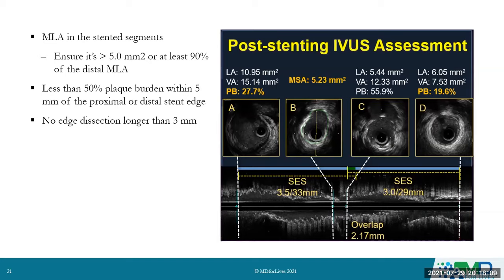So again, my goals are threefold. One is to make sure that there's no edge dissection greater than 3 millimeters. The second is to make sure that the edges of the stent are not in an area with greater than 50% plaque burden. And then the third is to make sure that the stent is well expanded, defined as 90% of the distal reference lumen or 5 square millimeters, depending on the vessel.